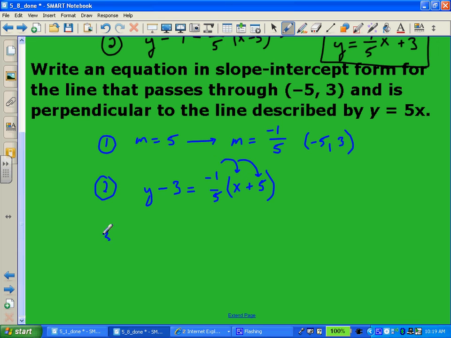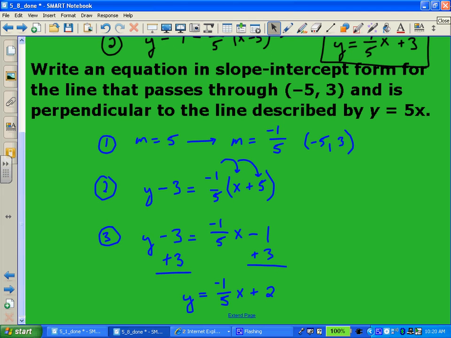Then if I distribute so that I can get it into slope-intercept form, I get y minus 3 equals negative 1/5 x. Negative 1/5 times 5 is negative 1. And then I have to add 3. So I end up with y equals negative 1/5 x plus 2. And that would be my answer.